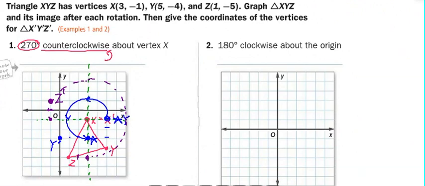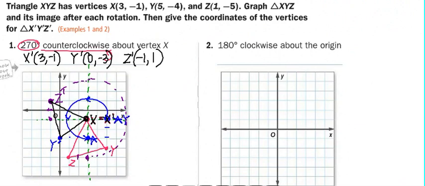Now we can connect these 3 dots, X', Y', and Z', to create our new triangle X'Y'Z', and we can actually look at each coordinate to find the vertices, the coordinate pair. So X', remember, is equal to X. So it's still located at (3, -1). Y' is now located, it looks like, at x equals 0 and y equals -3. And Z' is now located at -1 for the x coordinate and +1 for the y coordinate.